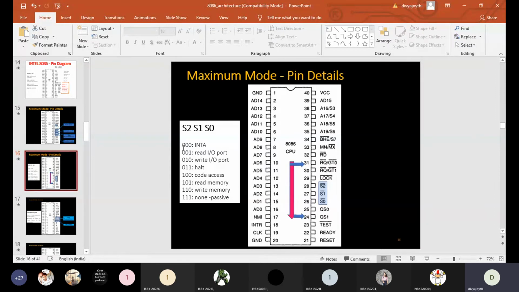If all the pins are given zeros, then that indicates that the processor is acknowledging an interrupt. And if the inputs receive the combination 0 0 1, then that indicates that the processor is reading data from the input output devices. And if the combination is 0 1 0, that indicates that the processor is writing data to the IO ports.